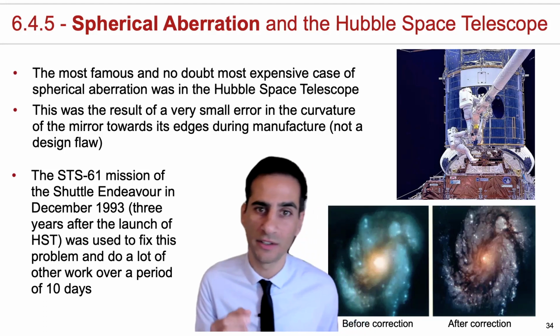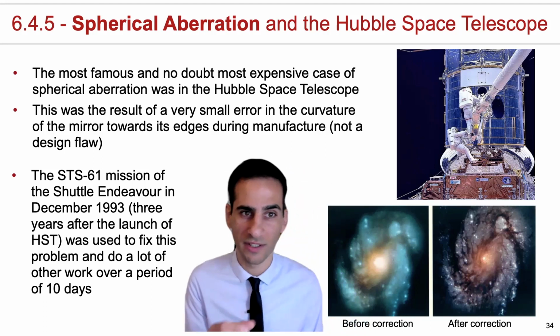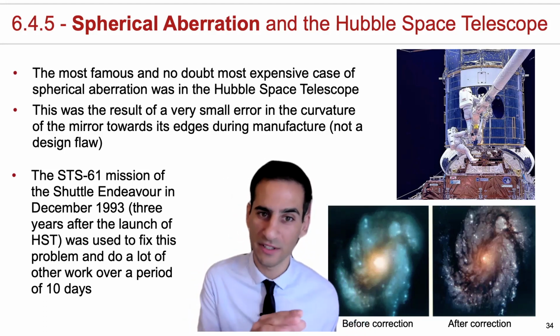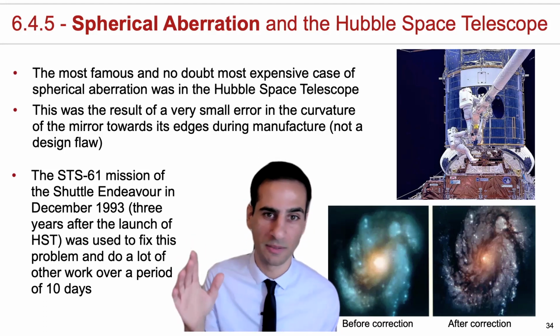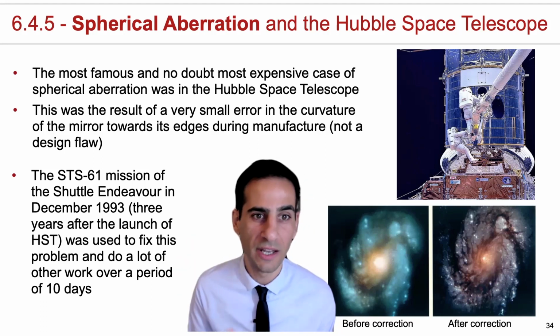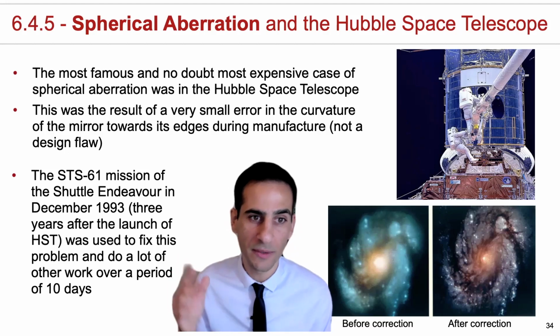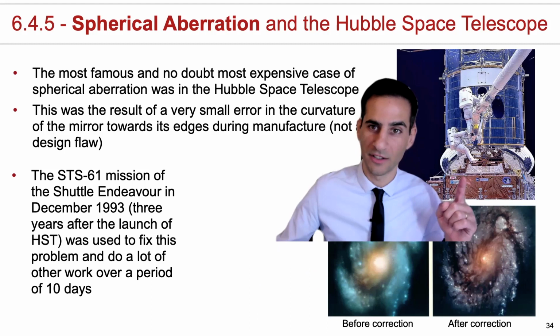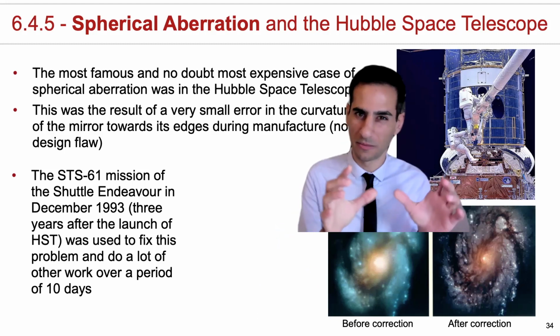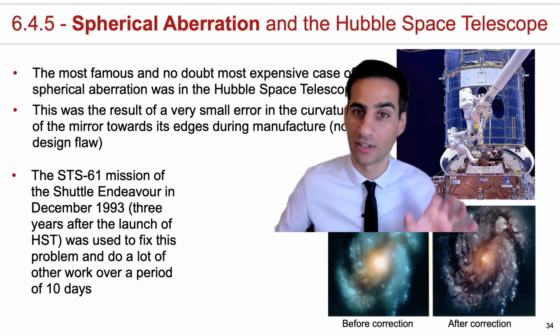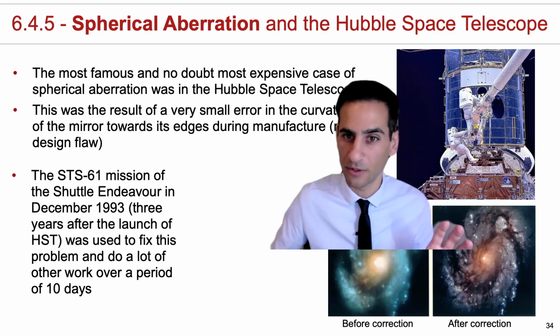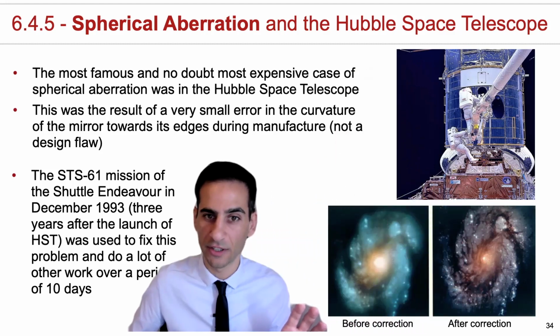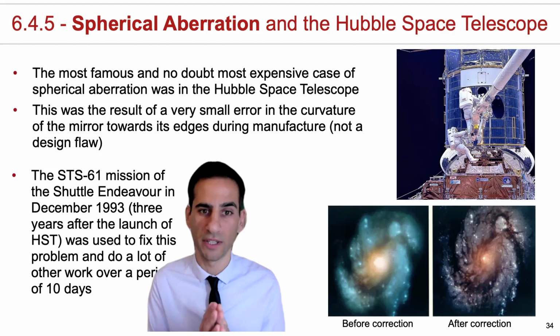But this happened actually during manufacture. So this was not a design flaw. So you cannot blame physicists that were working on this. You can just blame the engineers and the company that did it. Fortunately, in 1993, 3 years after the launch, these brave astronauts managed to actually go there and put some glasses on Hubble so that you could fully correct the spherical aberration. And after the correction, then the telescope started working perfectly.